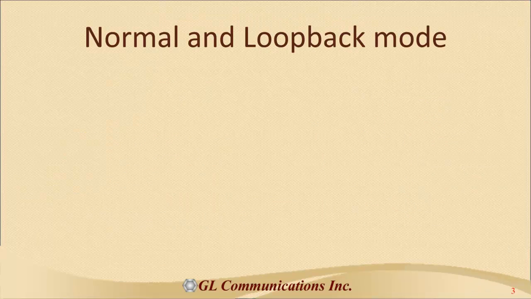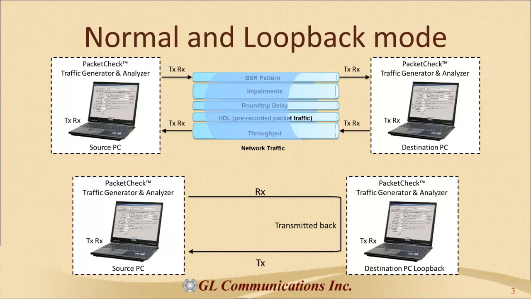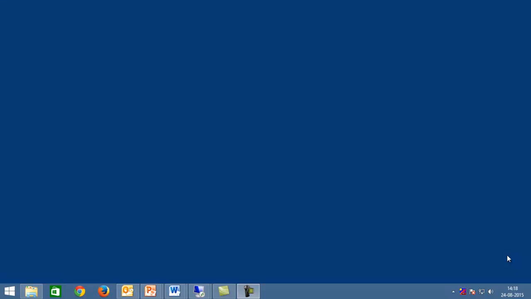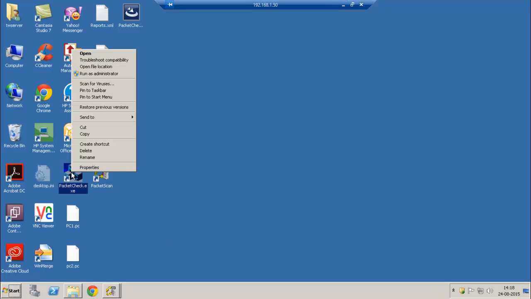PacketCheck can be operated in both normal and loopback mode. In normal mode, PacketCheck allows you to generate and receive packets on multiple streams with different sets of configurations. Whereas, in loopback mode, packets received from a device are transmitted back to the same device without any modifications in the pattern. Let's learn how to perform multi-stream traffic simulation over Ethernet layers.